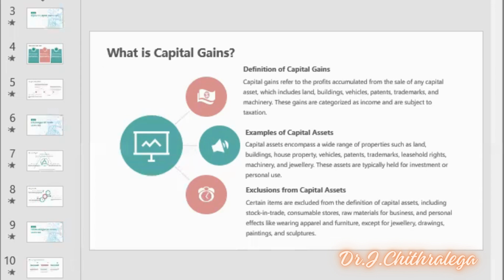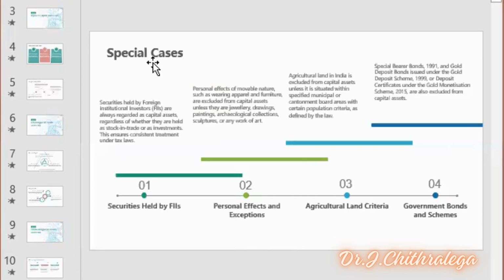Okay, this you could see in the special cases, where I have mentioned all the exceptions which are not called capital assets. And if you take agricultural land in a rural area, it is not a capital asset. But if it is situated near a municipality or cantonment board which has a population of not less than 10,000, in that case, agricultural land will be called a capital asset.